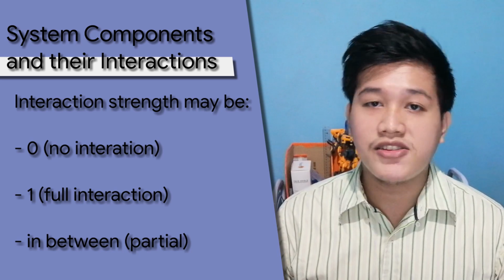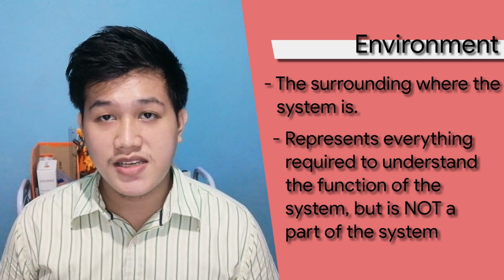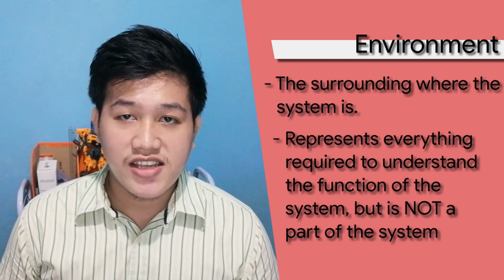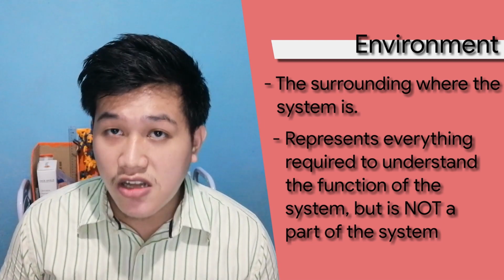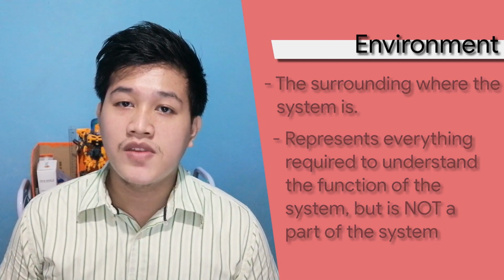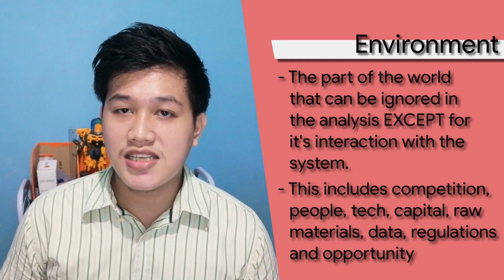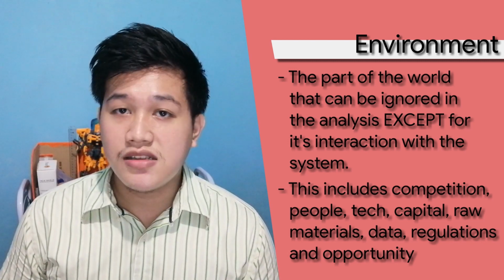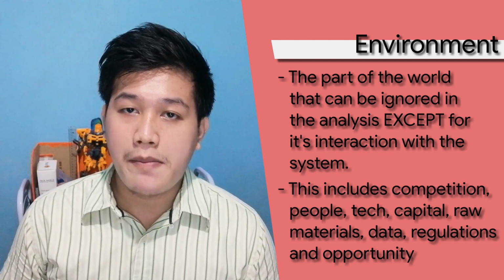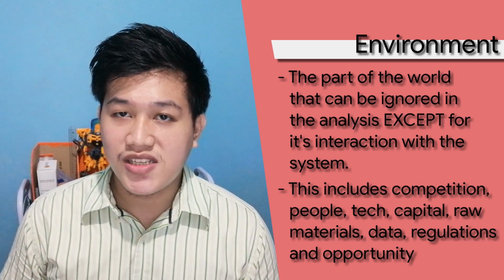They may be interacting or not. Next up is the environment. This is the surrounding where the system is. This represents everything that is important to understand the functioning of the system, but it is not a part of the system. The environment is the part of the world that can be ignored in the analysis except for its interaction with the system. This includes competition, people, technology, capital, raw materials, data, regulations, and opportunities.